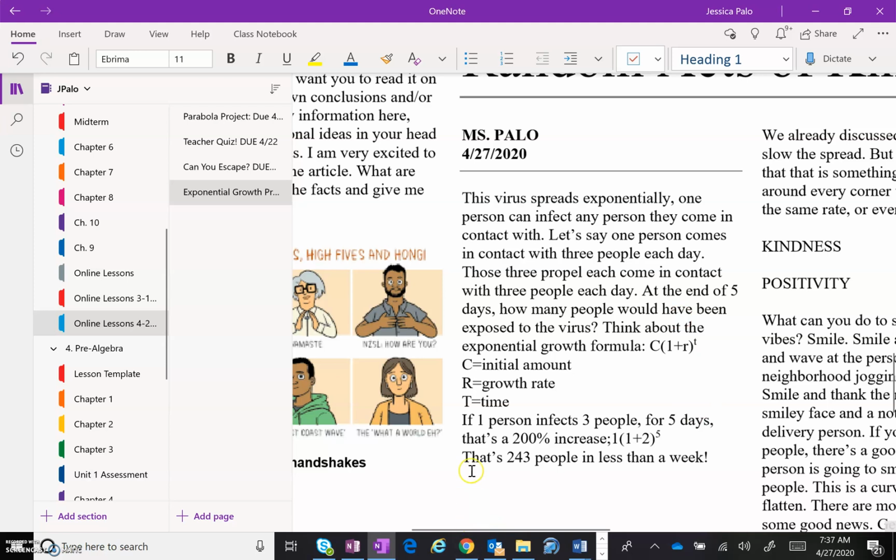In the escape room, that one person comes to school with the math disease and infects 3 people for 5 days. So that one person infects 3 people, and then each of those 3 people infect 3 more people. And this cycle happens for 5 days, that 3 people are infecting 3 more people, and so on and so on. So that is a 200% increase. So we'll plug this into the exponential growth model, and ultimately, that's 243 people infected in less than a week. And that was from the escape room.